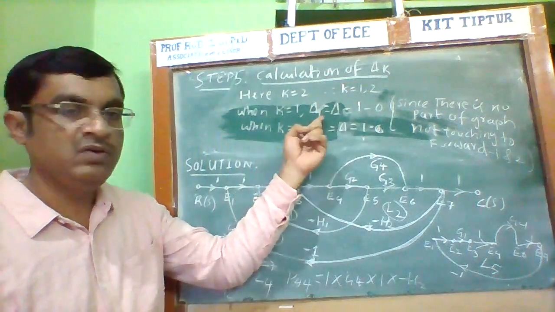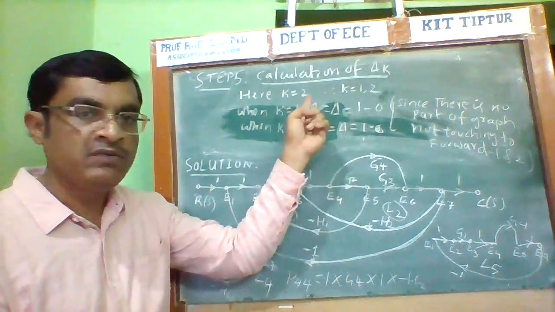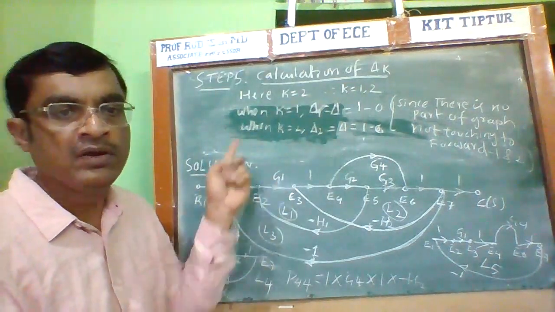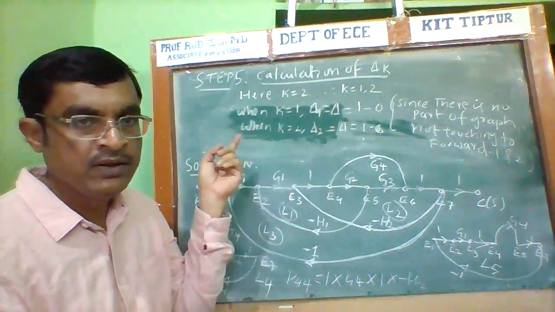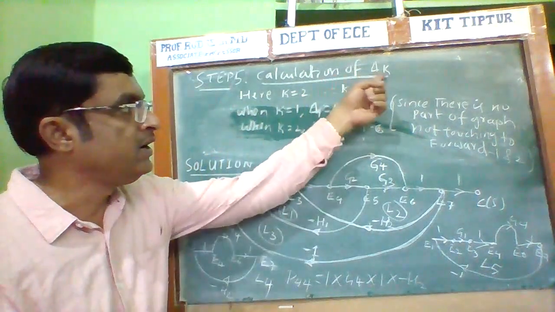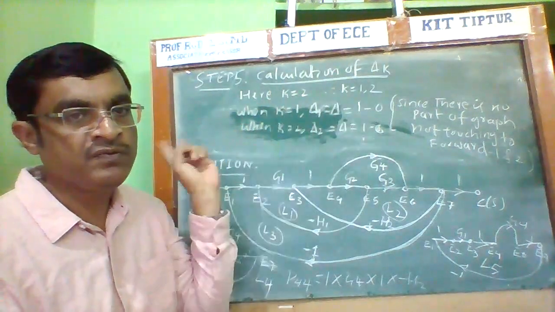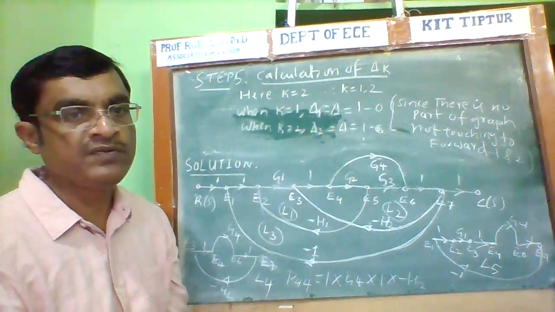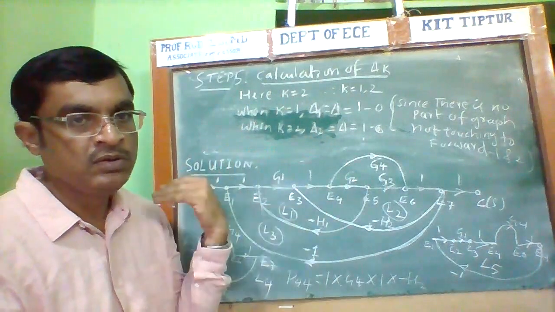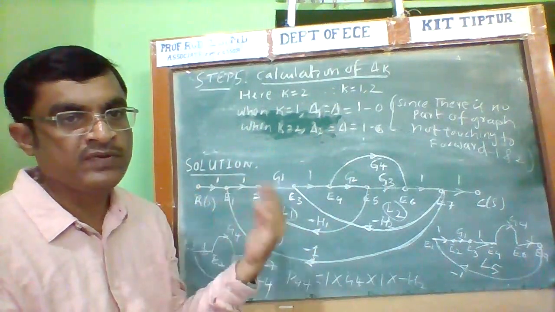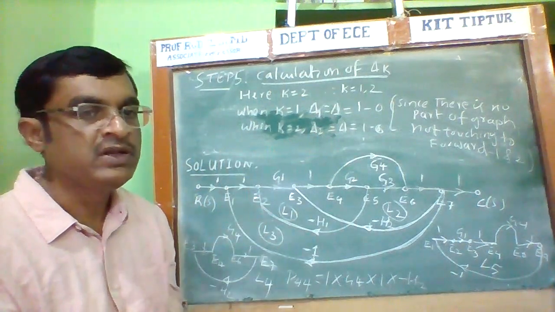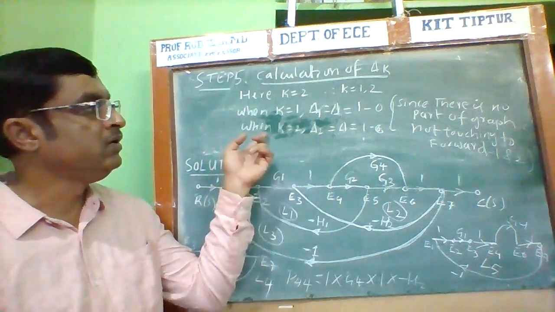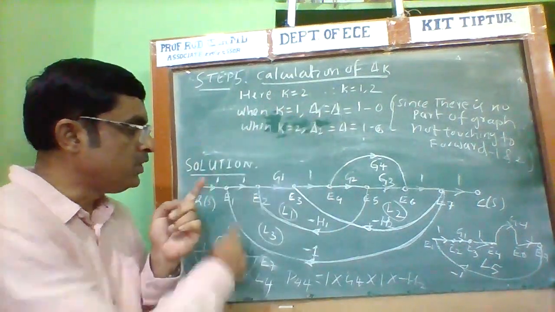When k is equal to 1, we get delta 1. Delta 1 can be calculated in a similar way to calculating delta, using the same formula. What is delta? 1 minus the sum of individual loop gains, plus the sum of gain products of the two non-touching loops, again minus the sum of gain products of all possible combinations of the three non-touching loops. This is the standard formula. Therefore, here delta 1 is with respect to forward path 1.